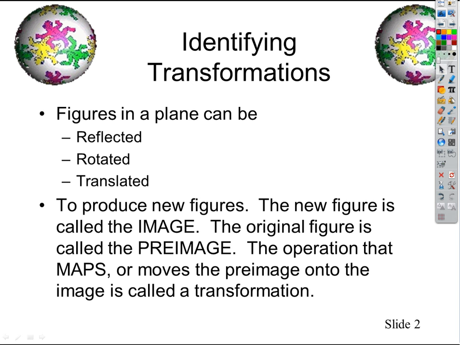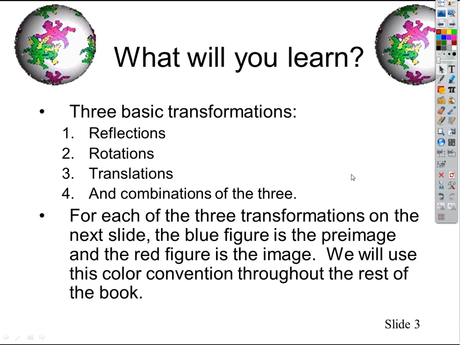Now, the math word we use is maps. We can map a pre-image onto an image with one of these operations: reflecting, rotating, translating. So those are the three basic transformations: reflecting, rotating, translating. But we can combine them too. We could do a combination of all the above if we wanted to. Okay. Now, for the purpose of just this quick introduction, we're going to say that the pre-images are always going to be blue. We're going to start blue, and the images will be red. So we're going to end up red.